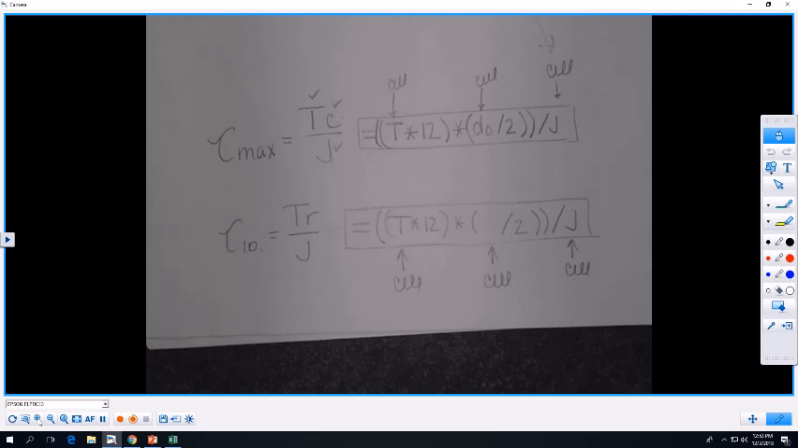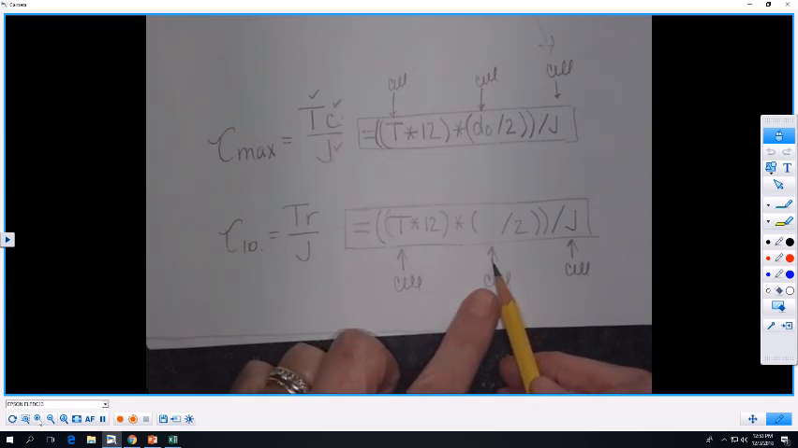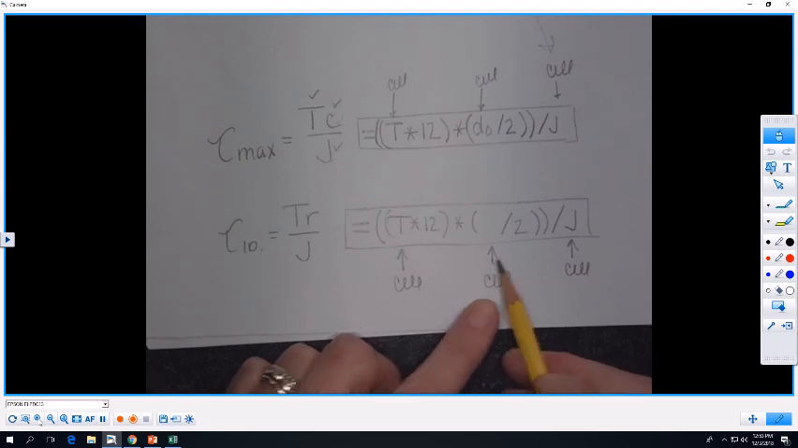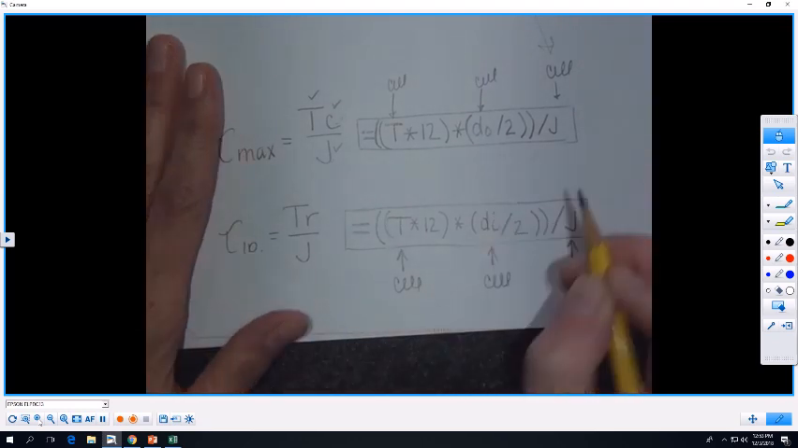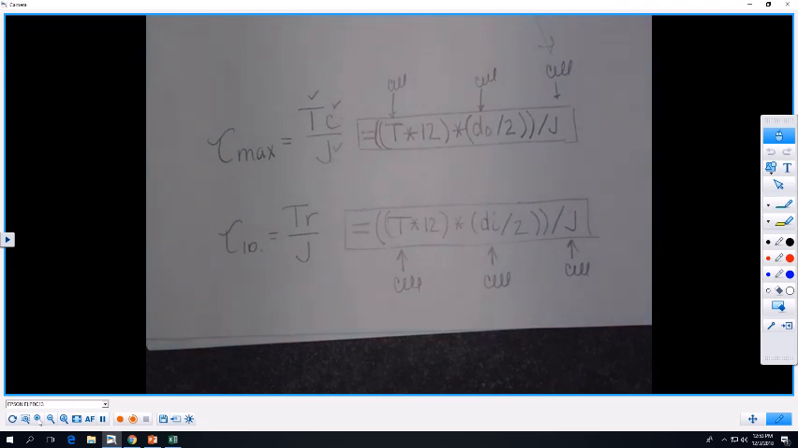How did you do? Everything's the same except this cell right here. What cell is that going to be? The DI. It's the ID dimension divided by 2. Okay?